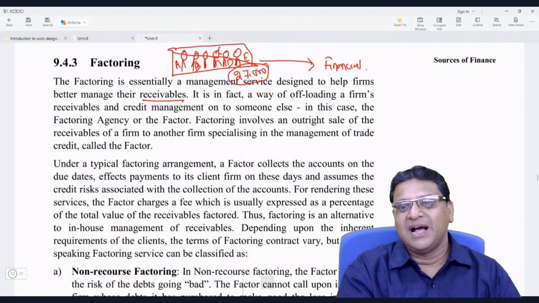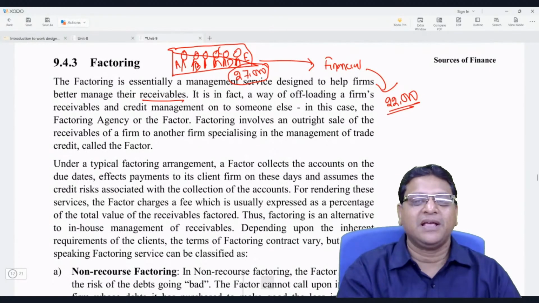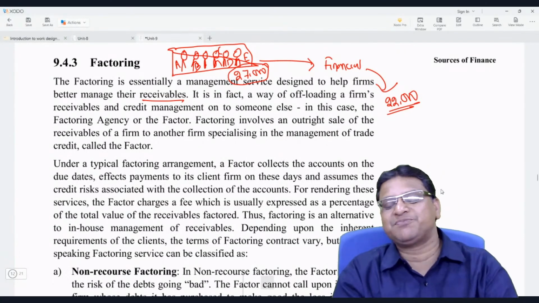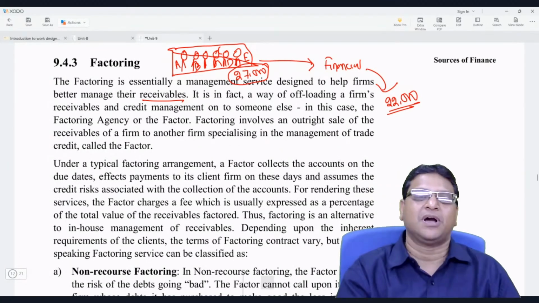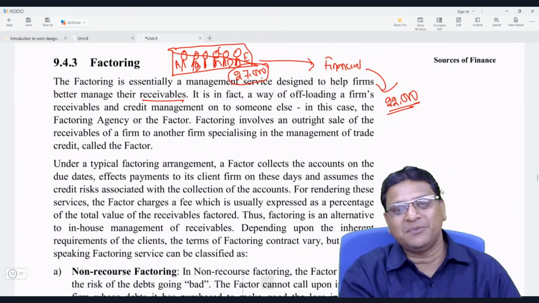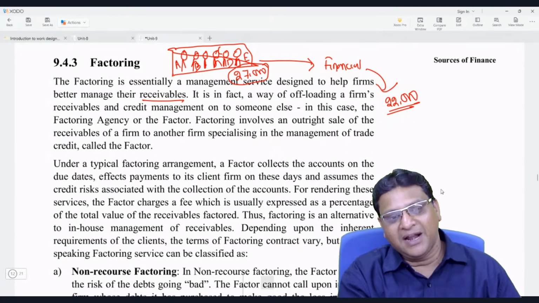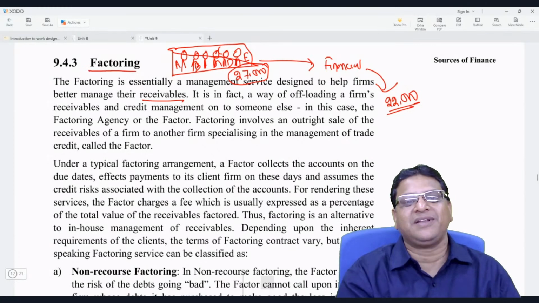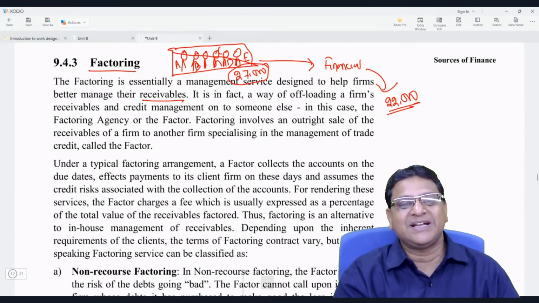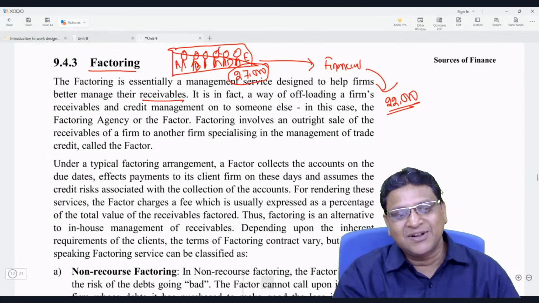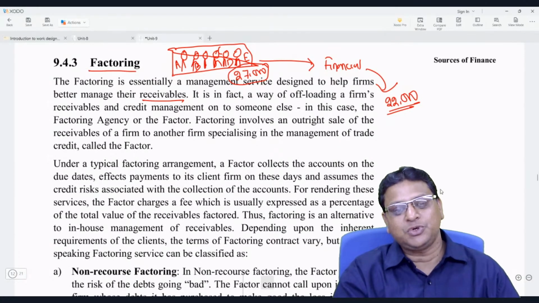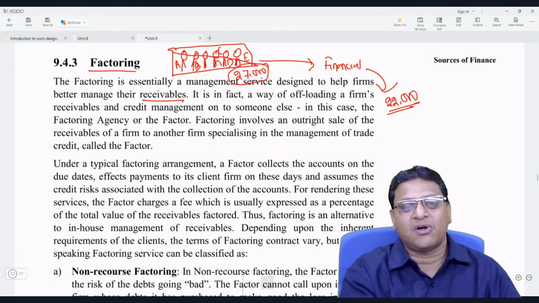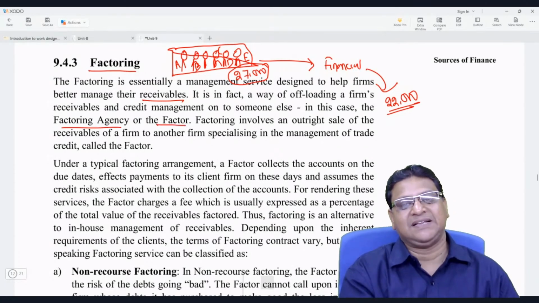And he will sell it at, let's take an example, 22,000. That means he will approach a bank and tell them, you take all these 5 debtors and give me 22,000. And you collect the money from these debtors and maintain their accounts also. This is known as factoring. So factoring is a way of liquidating the receivables or debtors of the company. The person to whom you sell the debtors is known as factor or factoring agency.